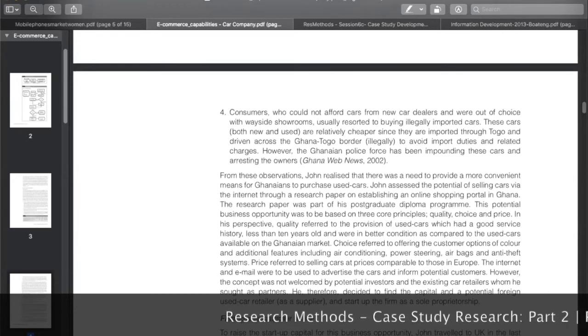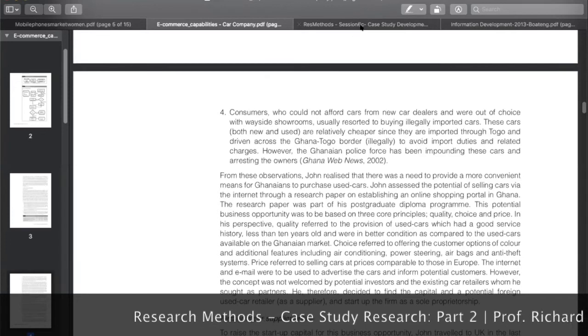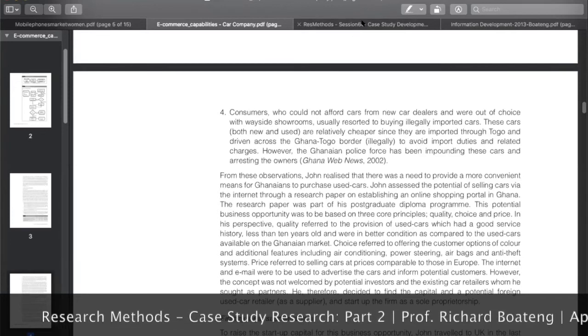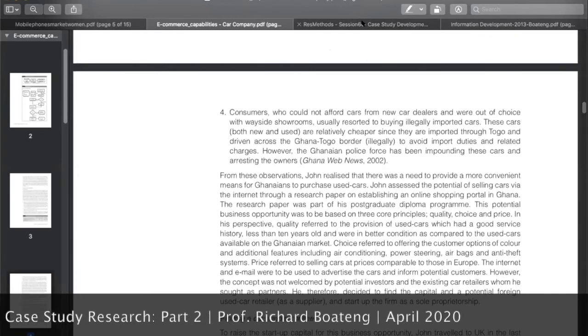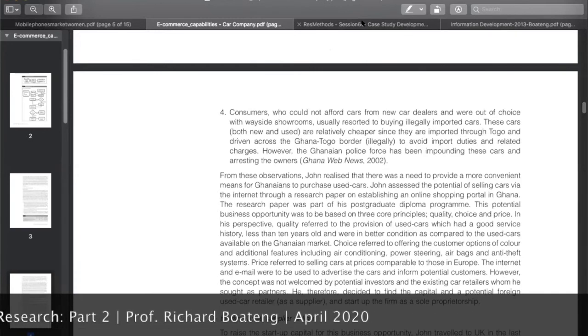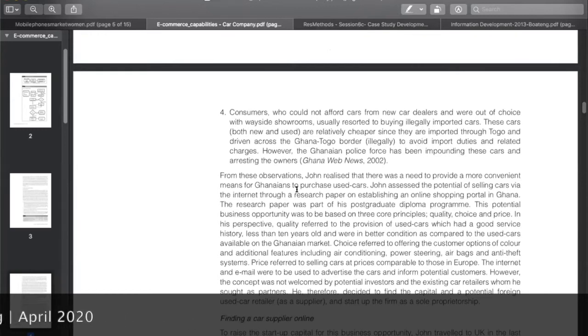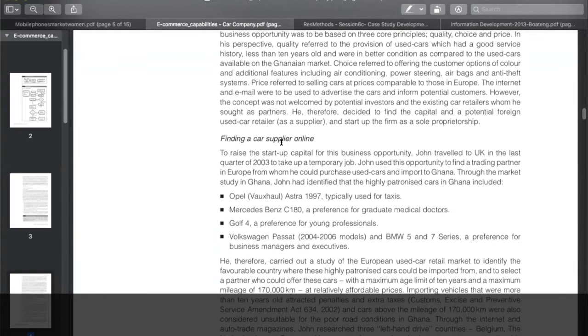Okay, so what you see here is what I was saying earlier. Look at what I said earlier: describe the detailed, contextual, multi-layered interpretation of the developmental process. Look at what is happening here. It is very detailed, contextual, and multi-layered, with different layers, about 4 different reasons. It goes on to say that finding a supplier online.